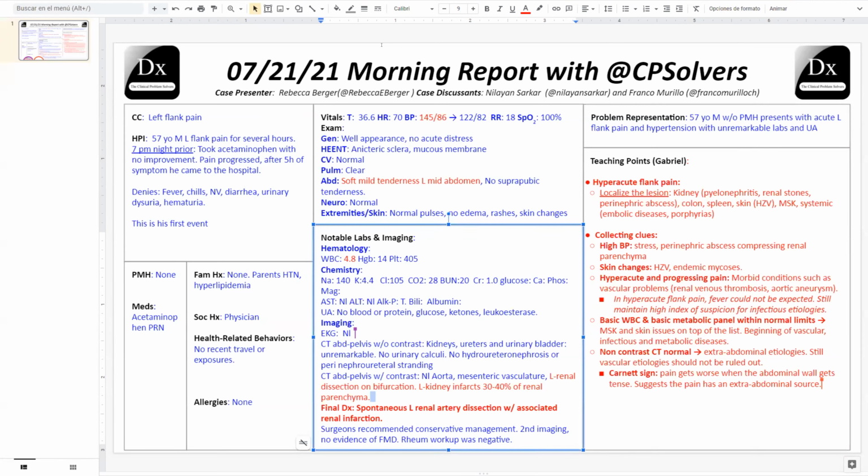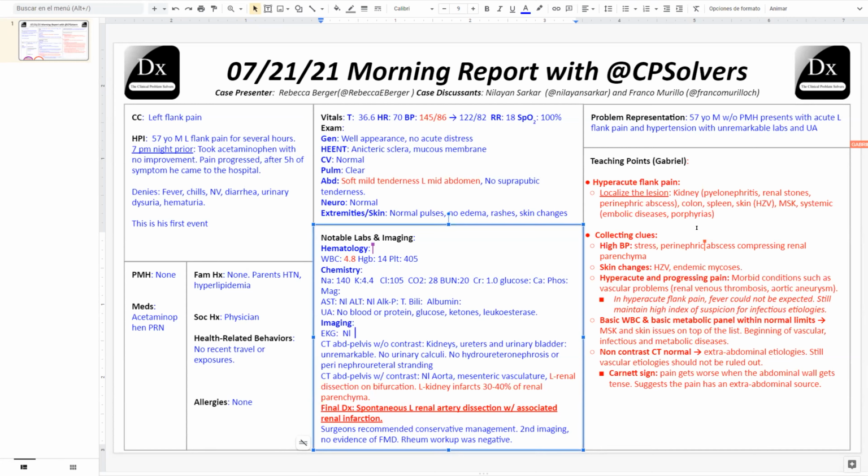For decision points, at first we had a 57-year-old male who presented with flank pain. So we were starting to localize the lesion. We were thinking what organs are in the flank region. We discussed kidney problems at first: pyelonephritis, renal stones, perinephric abscess. It could also be colon, spleen, or skin problems such as herpes zoster neuralgia, musculoskeletal problems, and also systemic conditions localizing to the flank region, such as embolic diseases, for example endocarditis, or porphyrias.